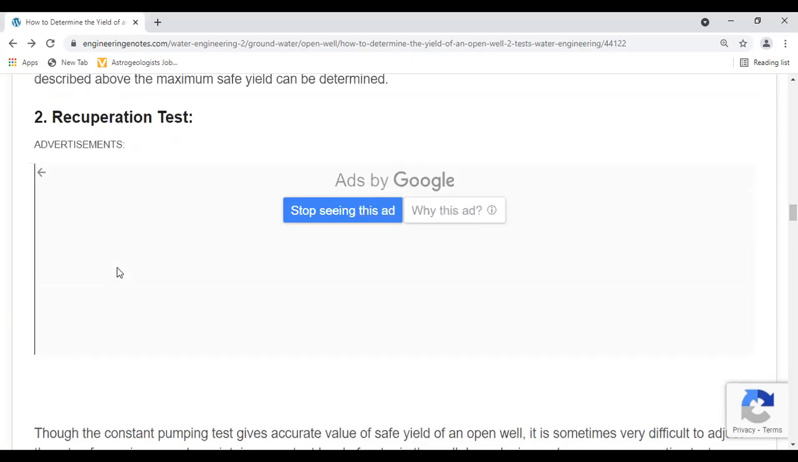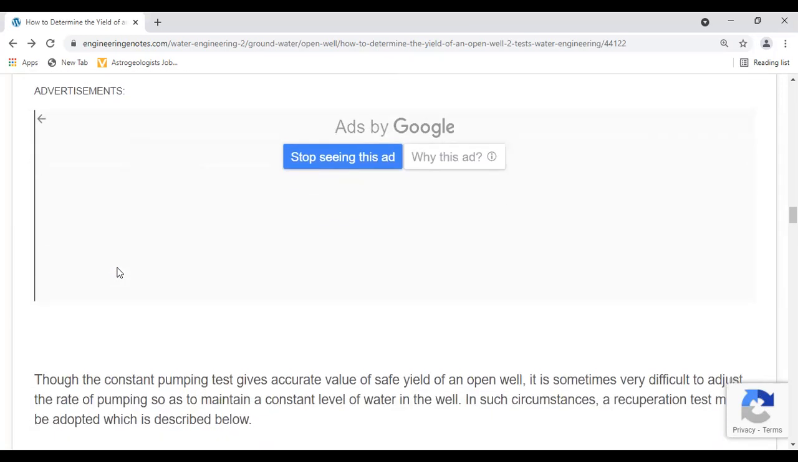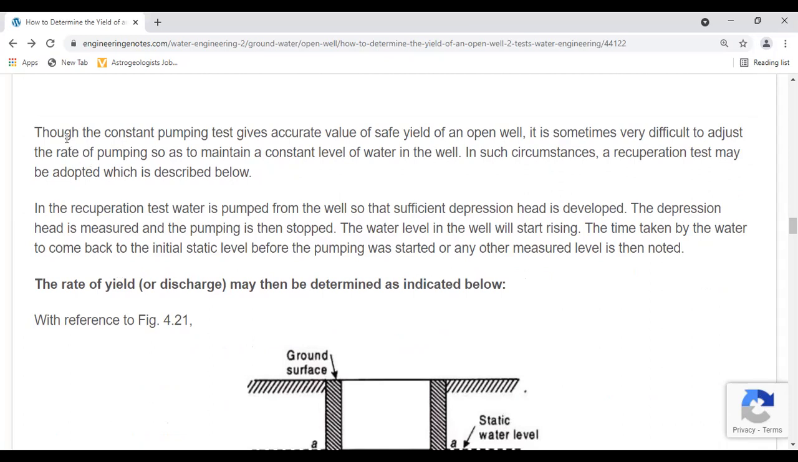So guys, the constant pumping test gives an accurate value of safe yield of an open well. It is sometimes very difficult to adjust the rate of pumping so as to maintain a constant level of water in the well. In such circumstances, a recuperation test may be adopted, which is described below.